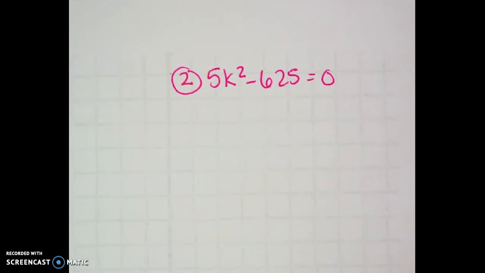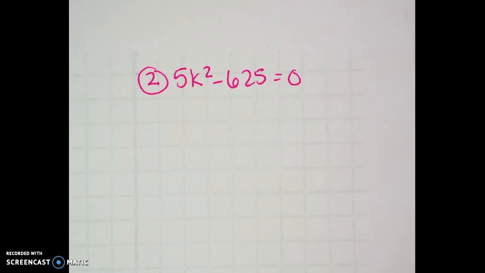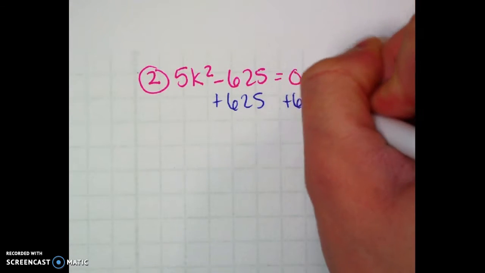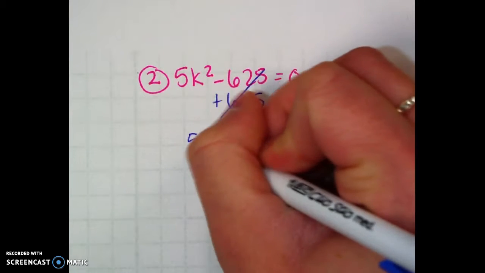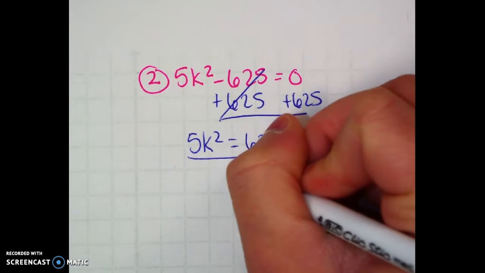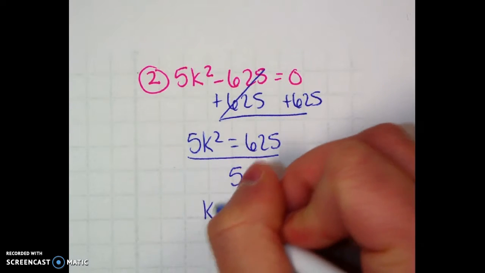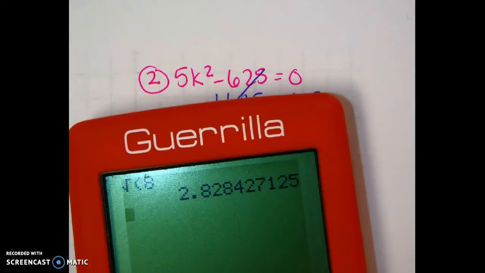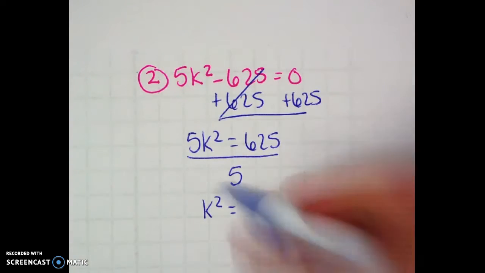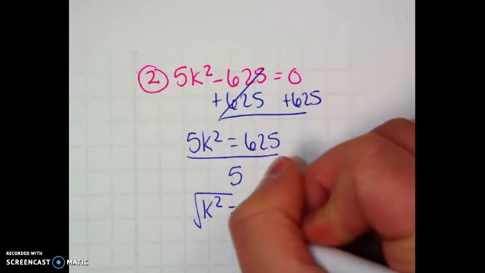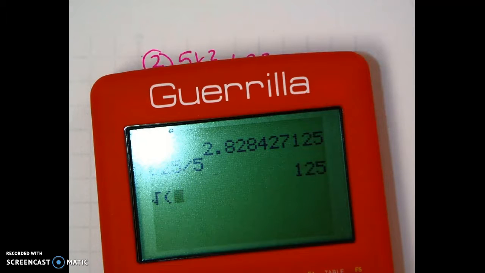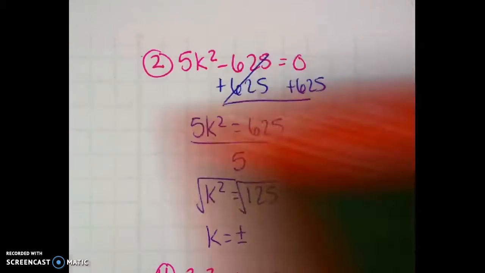Okay, try this one. For this one, add 625 to both sides. You get 5k squared equals 625. Divide by 5. k squared equals 625 divided by 5, which is 125. Square root both sides. K equals plus or minus square root of 125, which is 11.18.